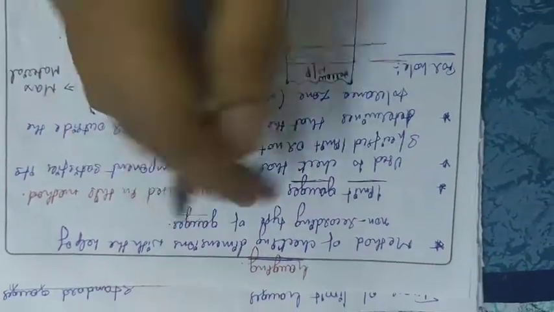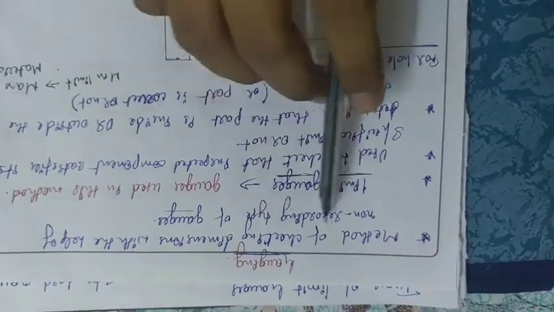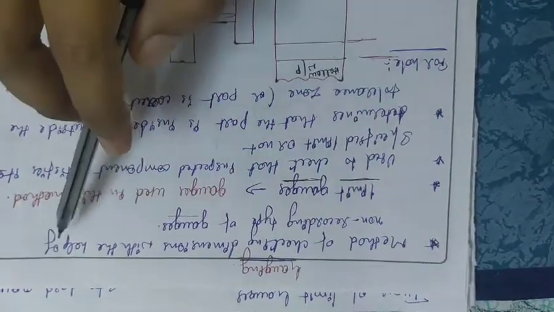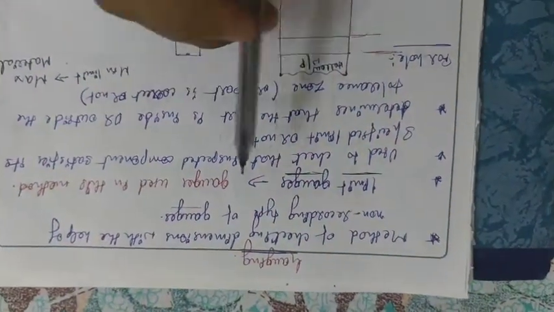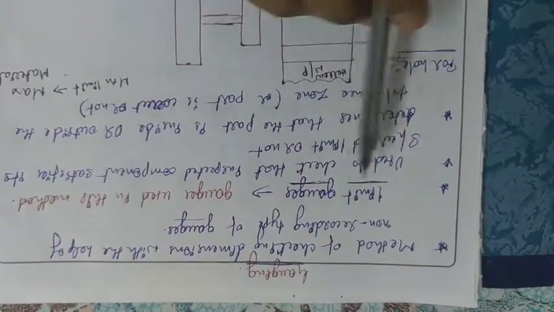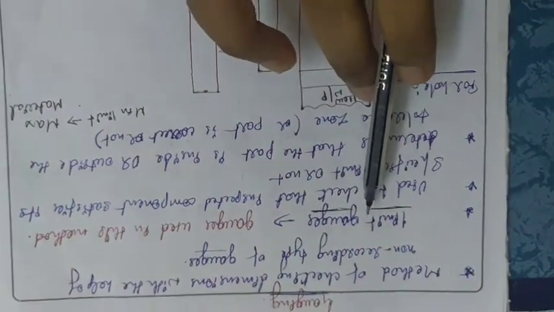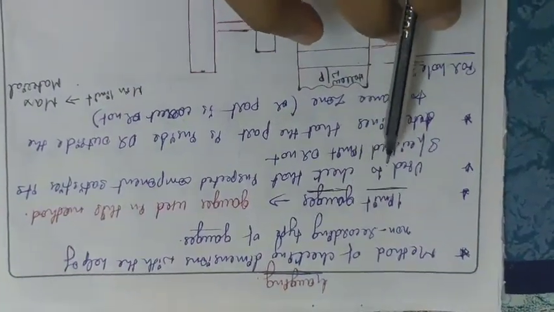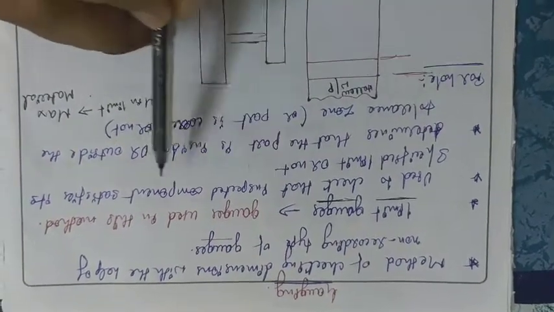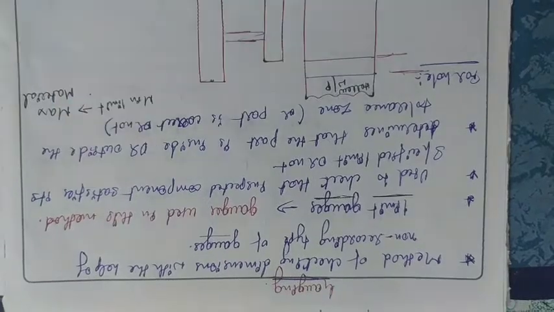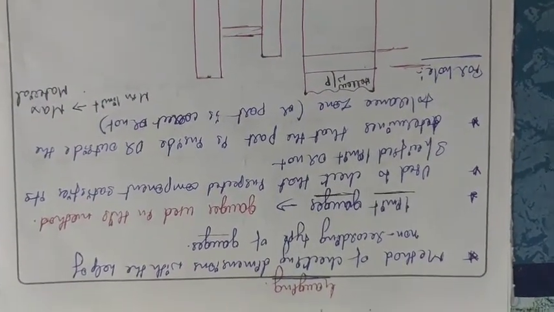The gauges used in this type of method we can call limit gauges. In this method, we check dimensions with the help of non-recording type of gauges, and the gauges used in this method we call limit gauges. Limit gauges are used to check whether the inspected component satisfies the specified limit or not.